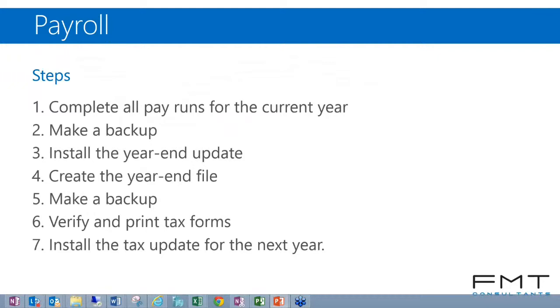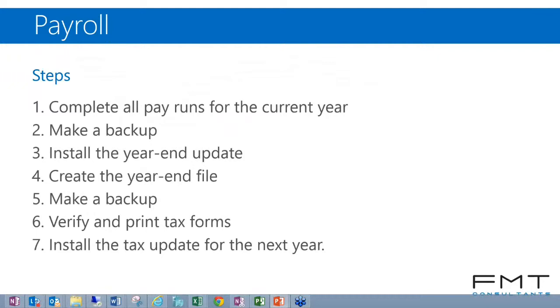So the first step is to complete all pay runs for the current year. So that should already be done. You're going to make a backup. You're going to install the year-end update. The installation of that year-end update can only be done by your Great Plains systems administrator. And what it does is it updates any tax updates and updates the forms in their alignment.